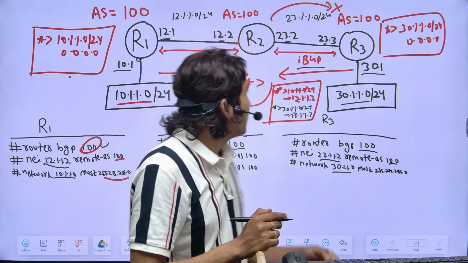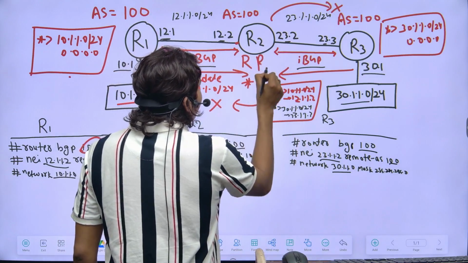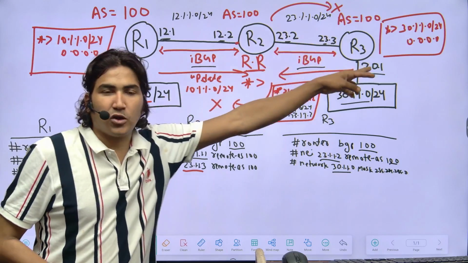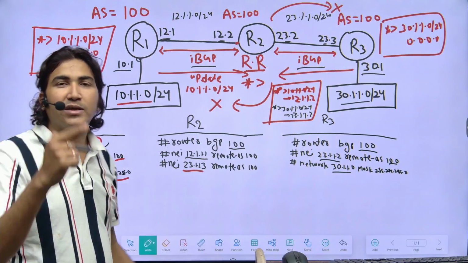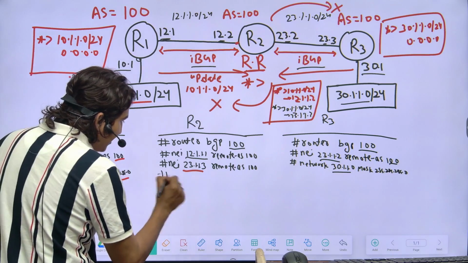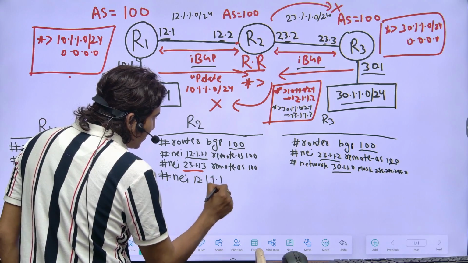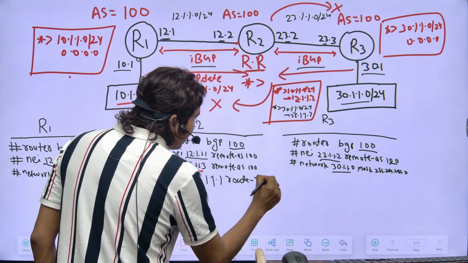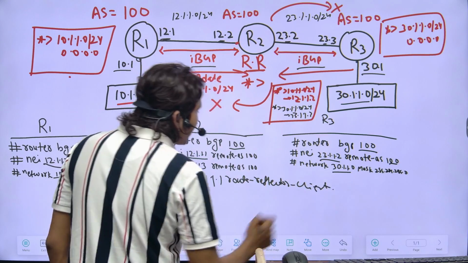What we can do is configure a route reflector, RR. I can make this router a route reflector. I can say your neighbor router 3 is a route reflector client, or router 1, meaning 12.1.1.1, is your route reflector client. Here on router number 2 I can add one command: neighbor, let's say 12.1.1.1, route-reflector-client. So what will happen now?